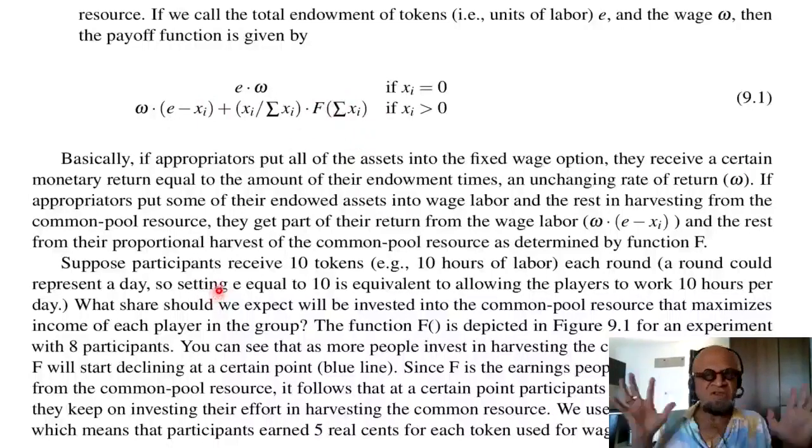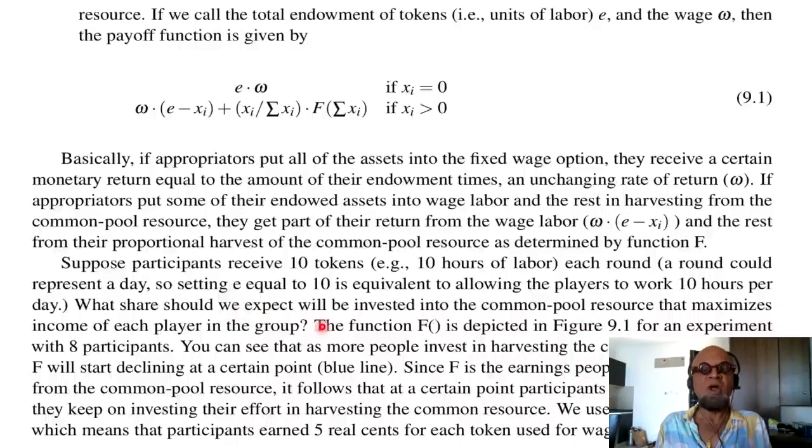Of course these are all idealized situations, but it's a very powerful experiment to learn human behavior and self-governance. In fact, suppose participants receive 10 tokens, or 10 hours of labor, each round. A round could represent a day, so setting E equal to 10 is equivalent to allowing players to work 10 hours per day, which is this one. Then your return is very obvious. What share should we expect will be invested into the common pool resource that maximizes the income of each player in the group?